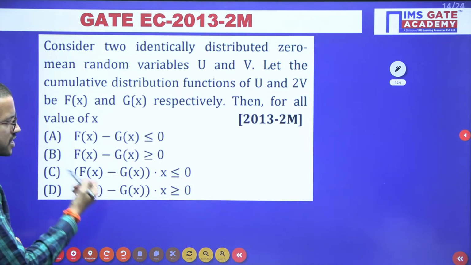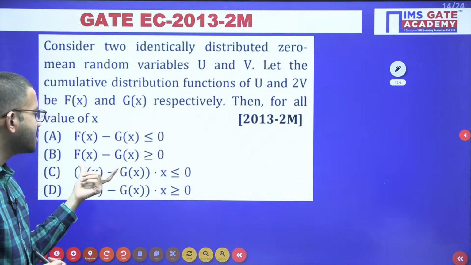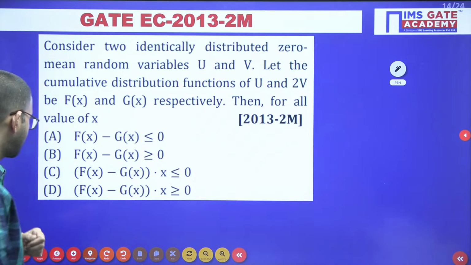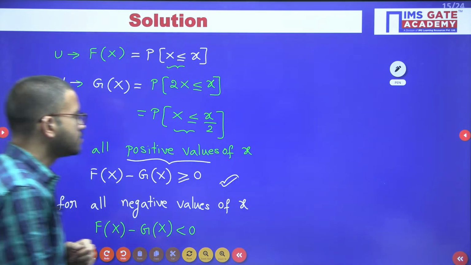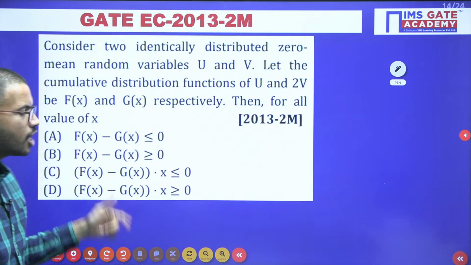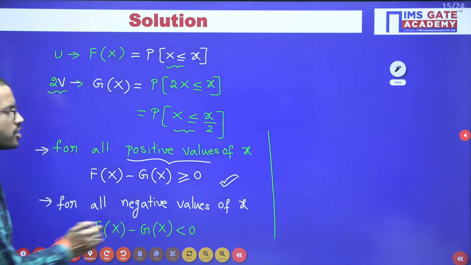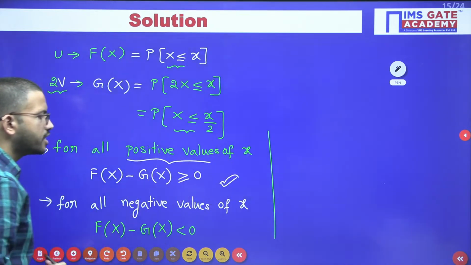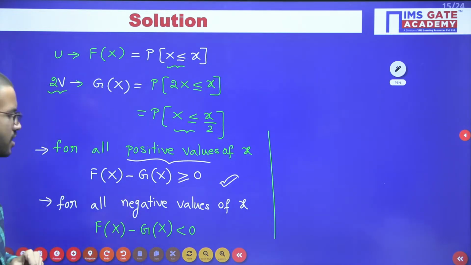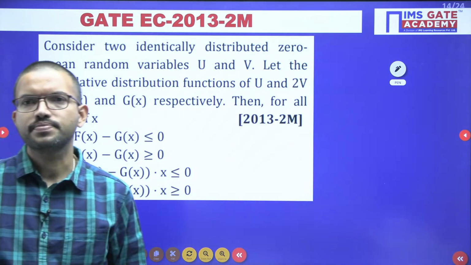just observe option C and option D. You have f of x minus g of x, and that overall expression is multiplied with x. Now just observe. Among option C and option D, can you guess which option can be correct at least now? I already discussed that for positive values of x you get the relation like this, and for negative values of x you get the relation like this. With this understanding, can you identify which one can be correct?